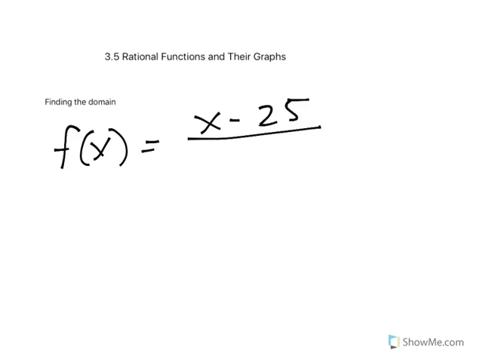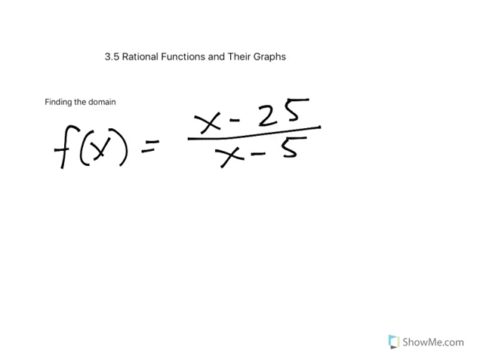So if we have a problem like f of x is equal to x minus 25 all over x minus 5.